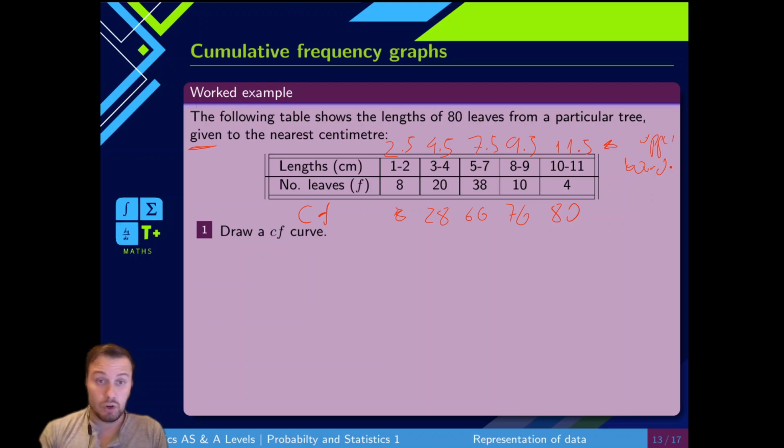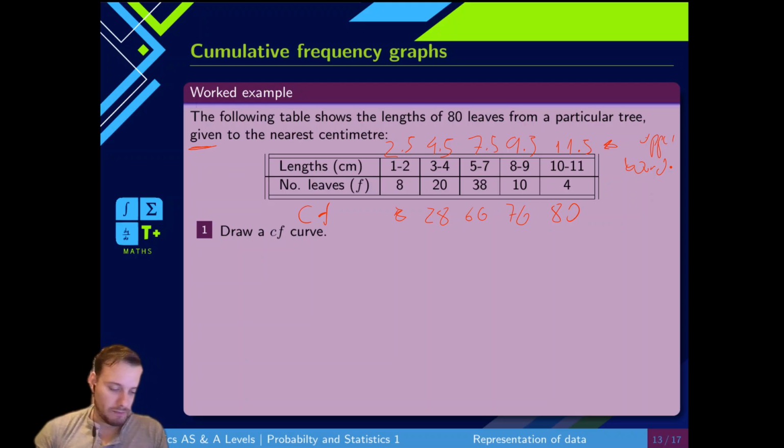Observe that, hopefully I'm doing my math right, because as we had 80 leaves, we end up with the final value being 80. If I hadn't gotten 80 here, I would probably have made a mistake with my additions. So good for me. Then we're going to plot these values.